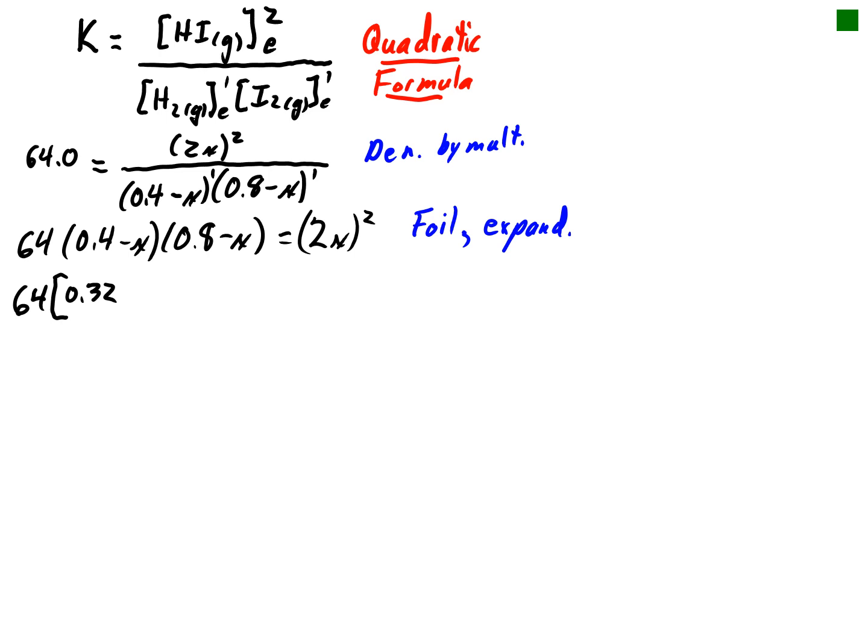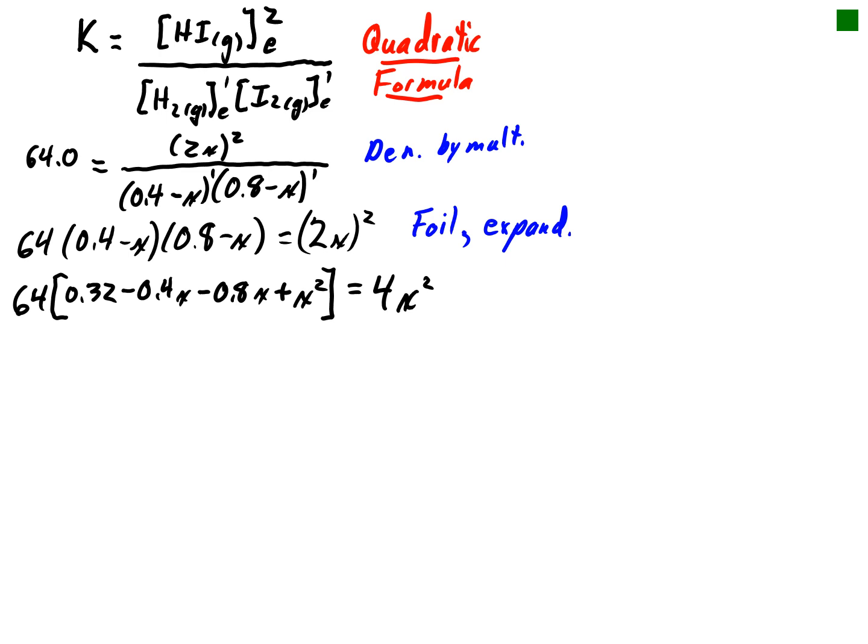Outside is 0.4 times negative x, which is negative 0.4x. Inside is the 0.8 times negative x, which is negative 0.8x. And then negative x times negative x is positive x squared. Close the bracket. That equals 2x quantity squared, so 2 squared is 4, and x squared is x squared. So that gets my FOIL and my expansion.